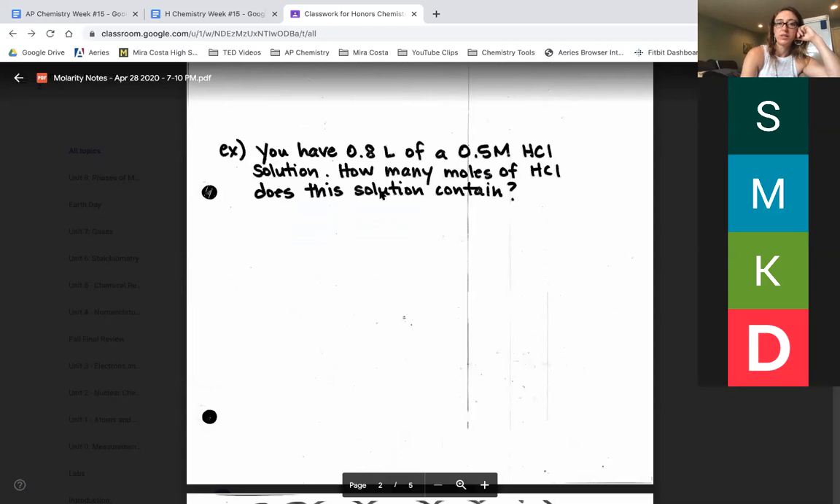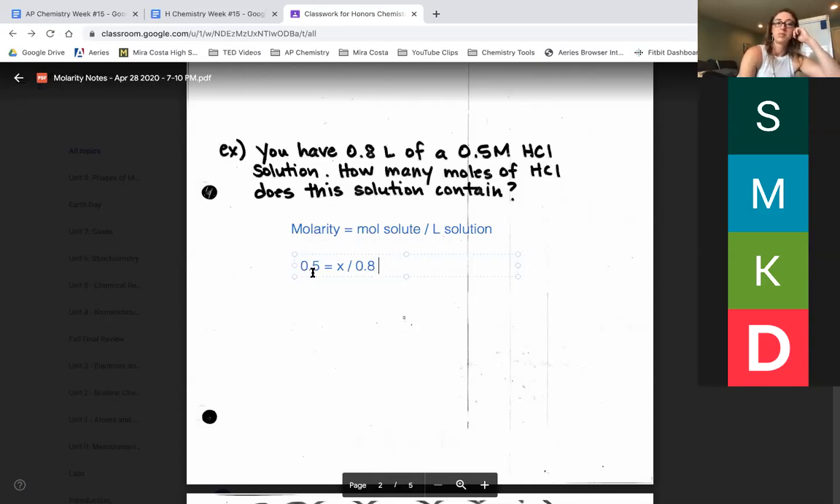So once again, this molarity is moles per liter. So let's start by just writing that. Remember, molarity equals moles of solute per liter of solution. Solution is solute plus solvent. It's the total volume together, okay? So if I just plug and chug here, I can say, all right, well, 0.5 is my molarity, and that's going to be equal to some X number of moles divided by 0.8 liters.